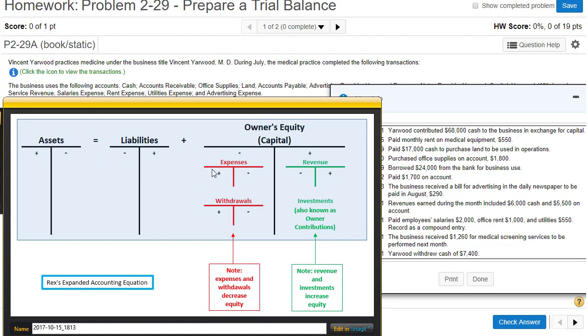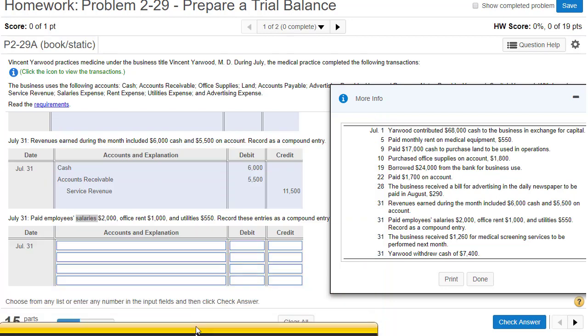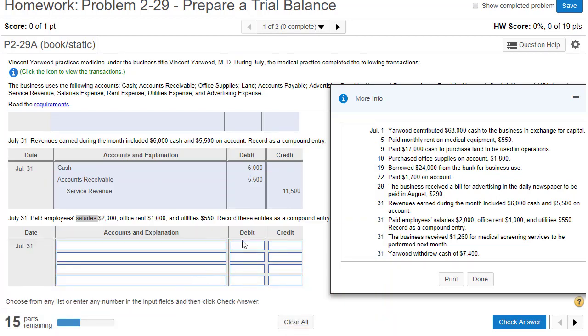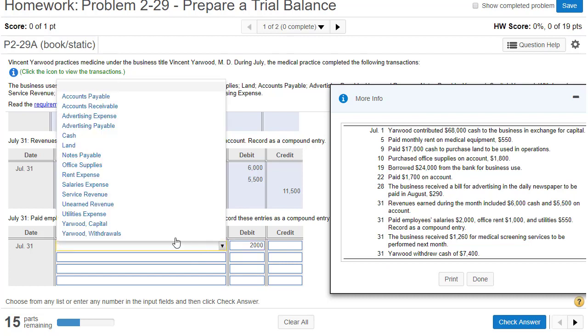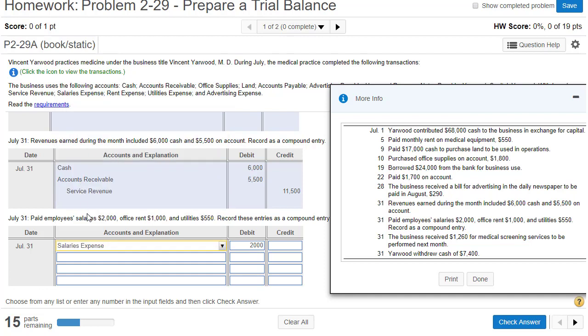So do we have more expense or less expense? Well, we have obviously more. So that expense is going to be the debit. So we got $2,000 debit. And we're going to look for some type of expense like salaries or wages expense. What do we got here? We got a salaries expense.